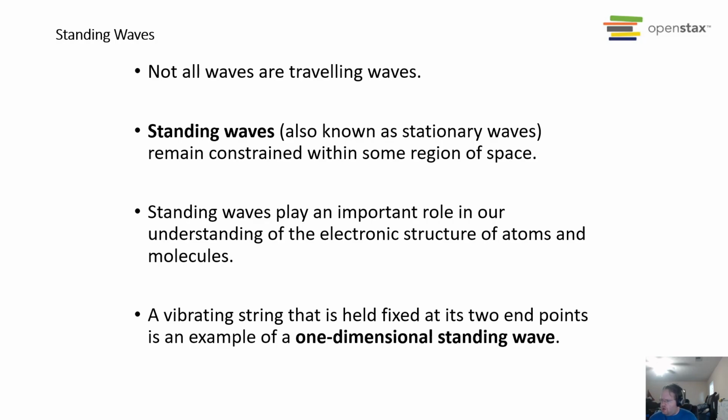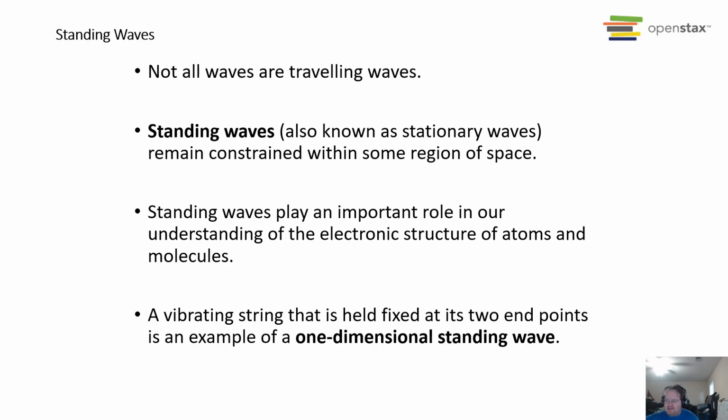Standing waves, which we can also call stationary waves, remain constrained within some region of space, so they're not actually going to change in location. This is important specifically for our understanding of electronic structure of atoms and molecules. We can talk about electrons as standing waves. It turns out when we start talking about subatomic particles, electrons are small enough that we can actually see wave-like properties with them, in addition to thinking of them as particles. So the concept of a standing wave is important for understanding an electron.